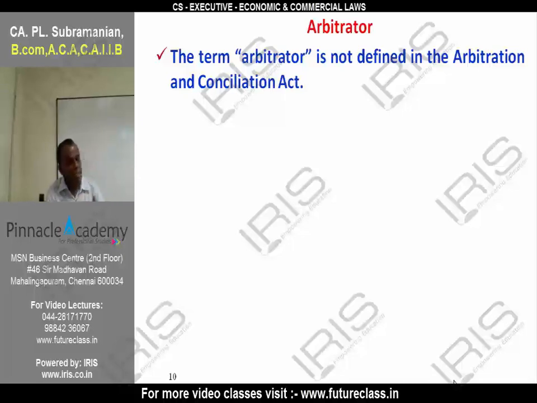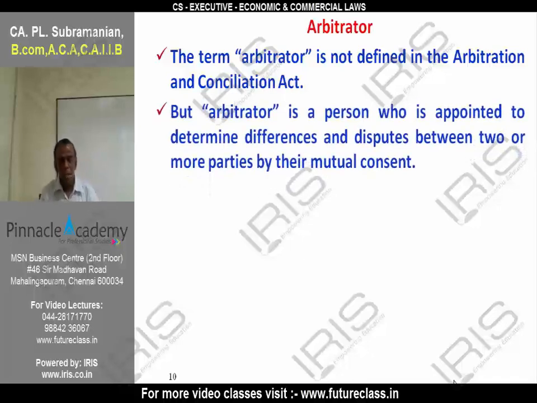Or the arbitration agreement may say that both of them should jointly appoint one person, and then the second and third persons will not be there. So the persons who are disputing will themselves decide who is going to be the arbitrator. Both of them will discuss among themselves, tell us that we will appoint this person, and then give the letter. So the arbitrator is not defined in the Arbitration and Conciliation Act, but an arbitrator is a person who is appointed to determine differences and disputes between two or more parties by their mutual agreement, consent. So it is mutual consent.